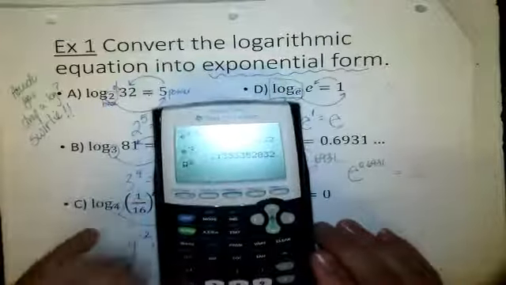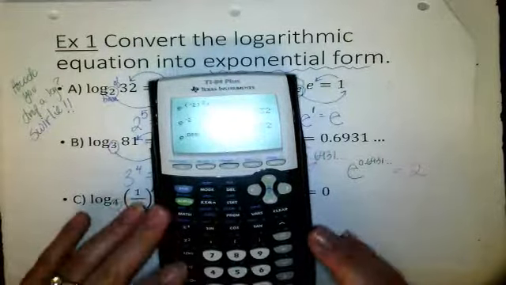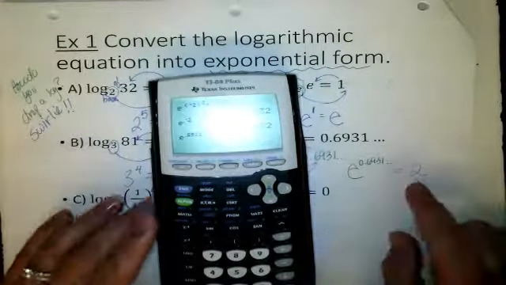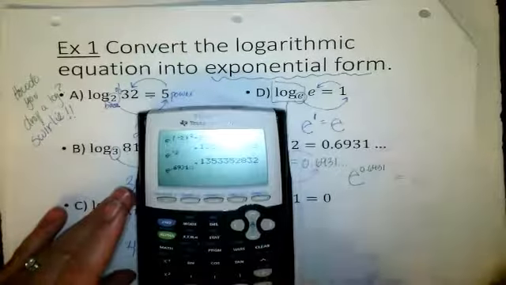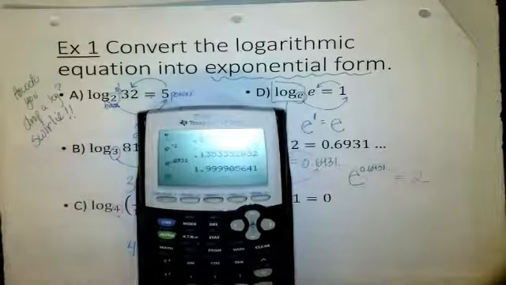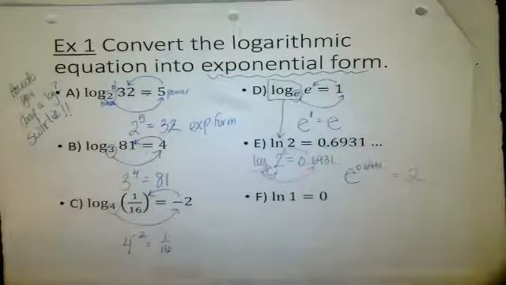I've got an E button on my calculator, E to the 0.6931 something. Is it going to equal 2 exactly here? No, because I don't know what the rest of the digits are. 1.999, though, that's pretty darn close. Okay. So there's our exponential forms.